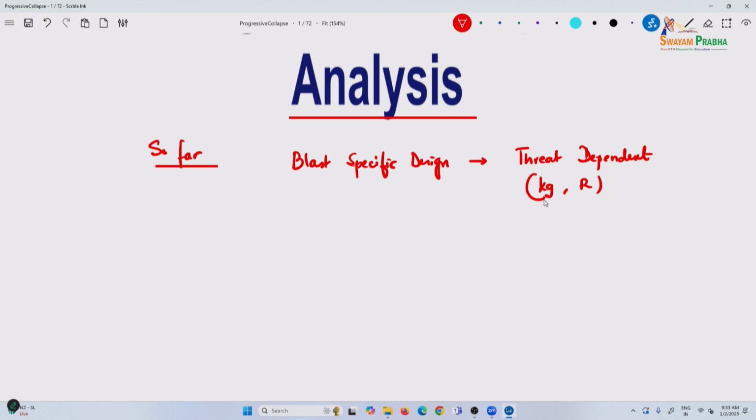Now, when we look at progressive collapse, the first thing to keep in mind is it is threat independent. Another thing to keep in mind is it is not a blast resistant design.